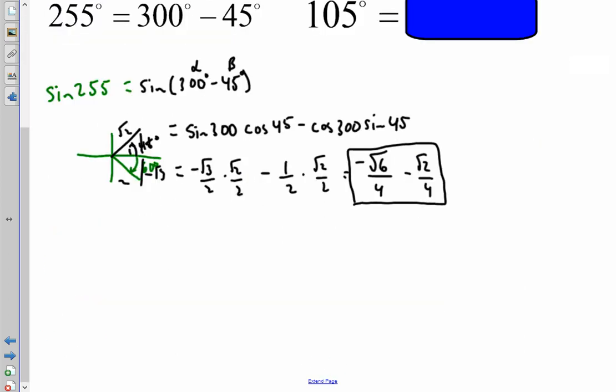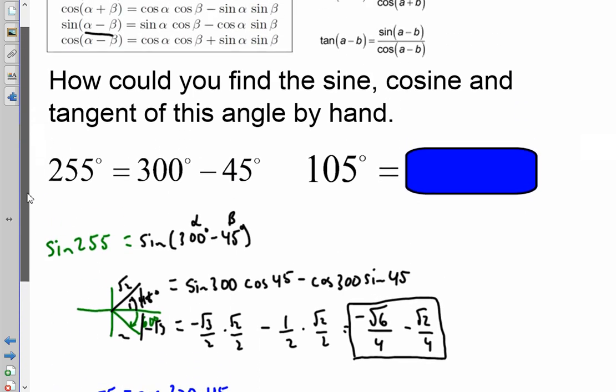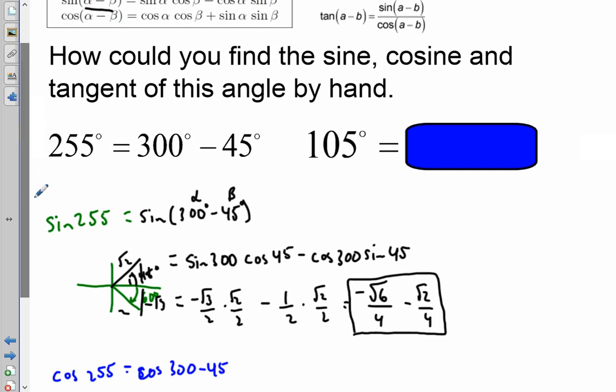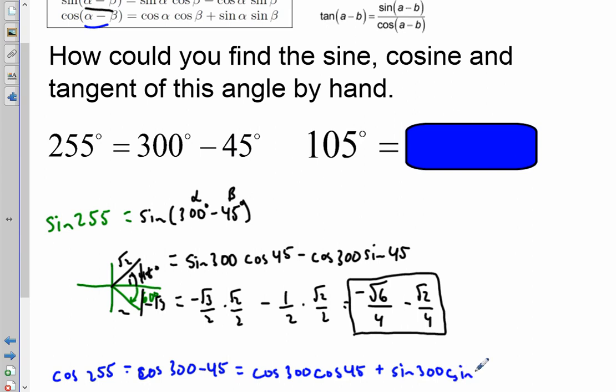So we'll do cosine of the same thing. If I took cosine of 255, picking this, we would have cosine of 300 minus 45. And right here, cosine of 300 minus 45, we're going to be using the difference of cosine. And so we would have this, once again, cosine of 300 times cosine of 45 plus the sine of 300 times the sine of 45.